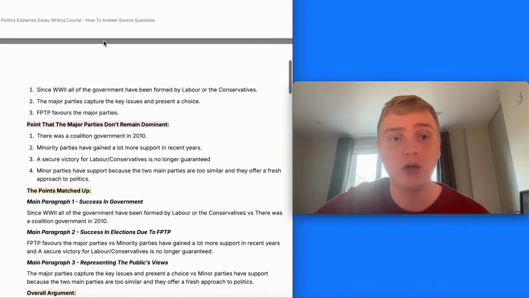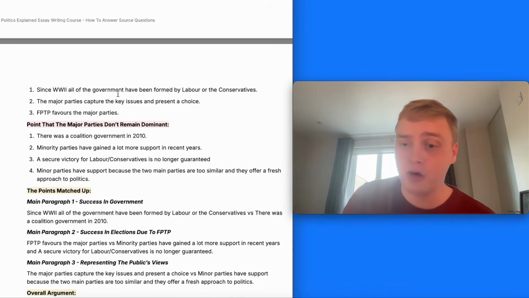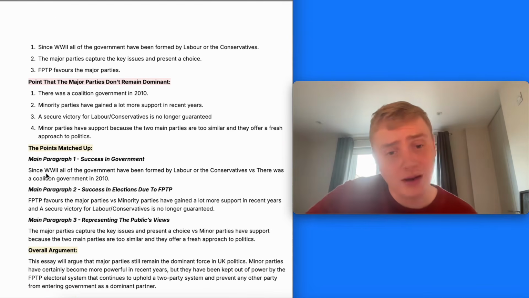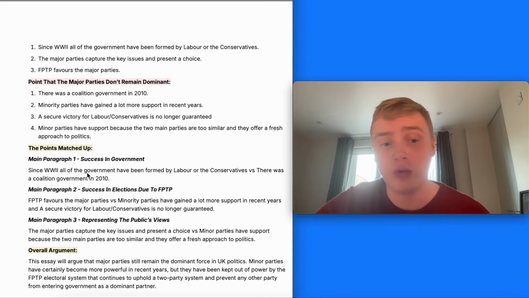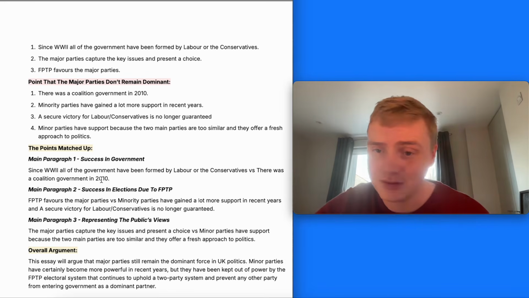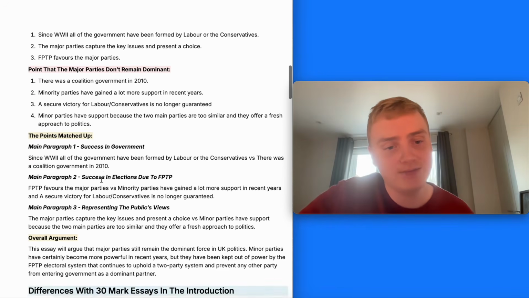And then what you do, you look at them, and the goal is to match them up in the most effective way possible, where you create effective debates within the paragraph, so the ones that logically match up. So first paragraph, success in government: since World War II, all of the governments have been formed by Labour and the Conservatives, and that naturally goes against the coalition formed with the Lib Dems in 2010. Of course, you wouldn't be including that one if you're considering the Lib Dems as a major party.